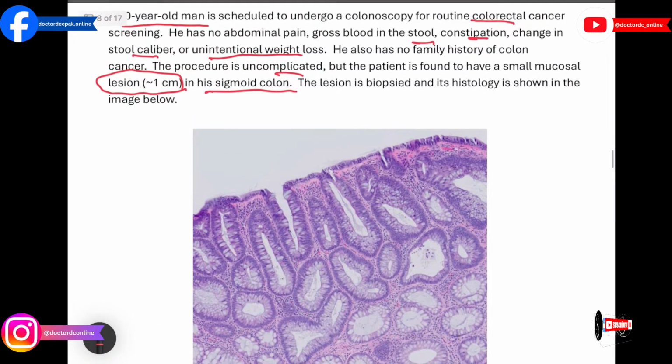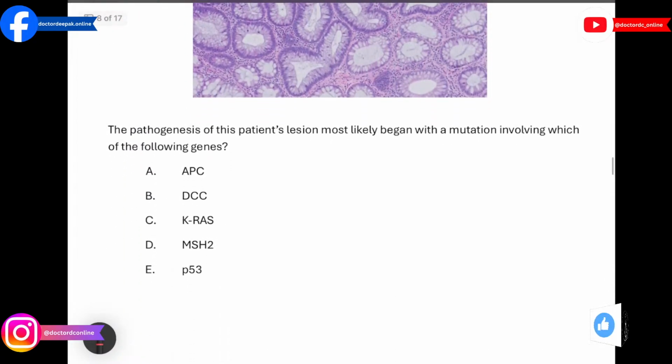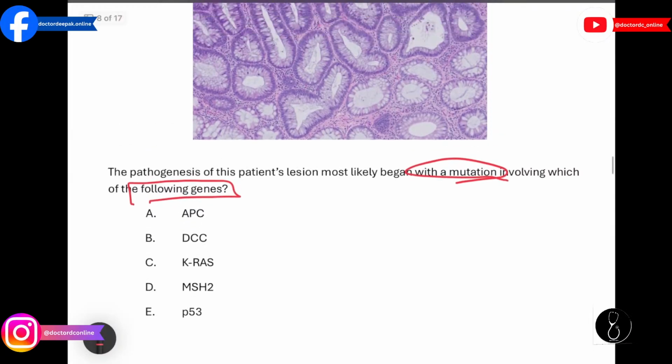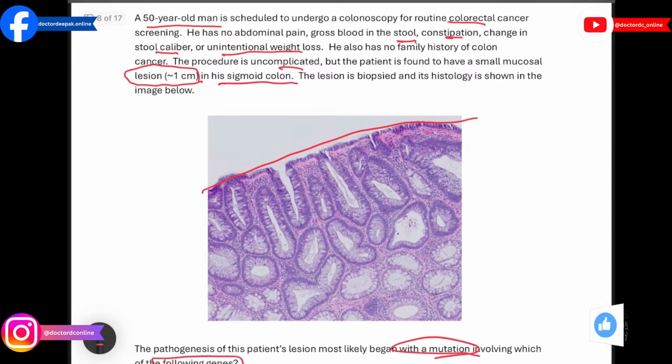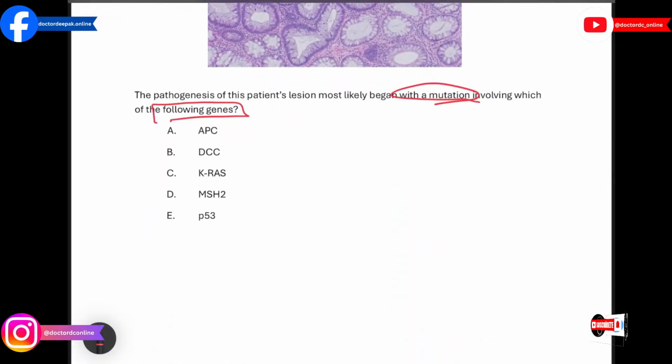This is the histological lesion, or as you know it, a dysplastic lesion from colon cancer. The pathogenesis of this lesion most likely begins with a mutation involving which of the following genes? We have to tell the gene that is responsible for that colon cancer. Okay? The question is basically about colon cancer, and the options are genes like APC, KRAS, P53, DCC. They all are responsible for the dysplasia, the mutation and the abnormality in the colon.